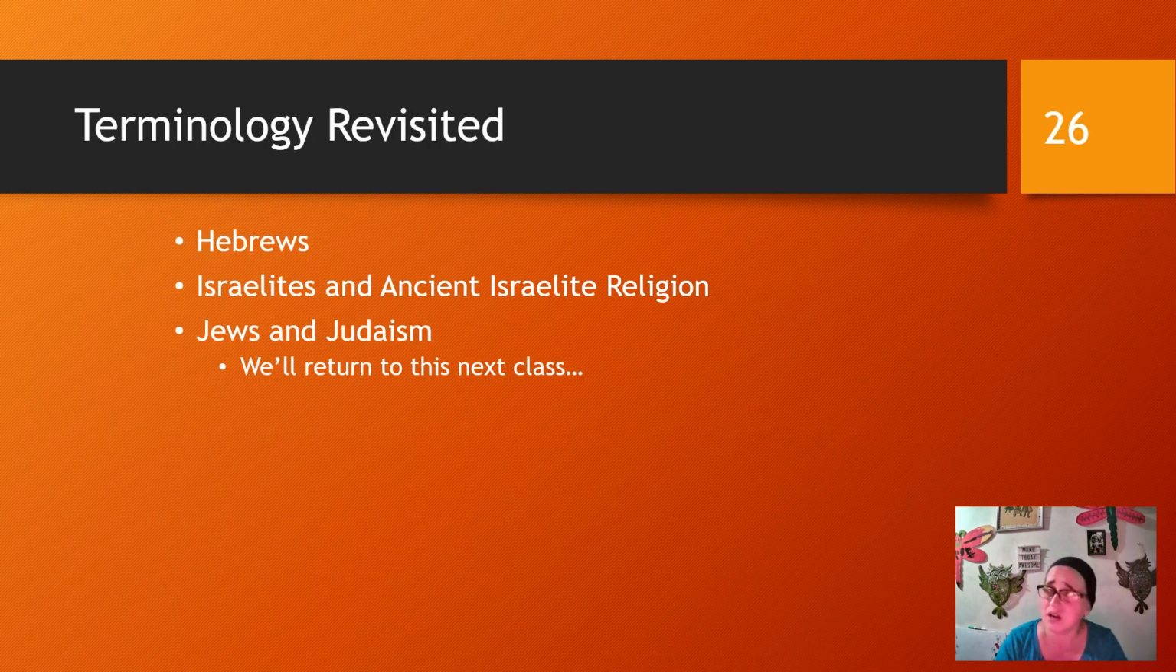So when we talk about Hebrews, we're talking about the descendants of Abraham. When we're talking about the Israelites, we're talking about the tribes at Sinai and into the land. When we're talking about ancient Israelite religion, we're talking about all of the forms of religion that occur before the Babylonian exile. And when we talk about Judaism, we're talking about what happens after the Babylonian exile. And it is after the exile that we talk about Jews and Judaism. And we will talk about that in class 4.